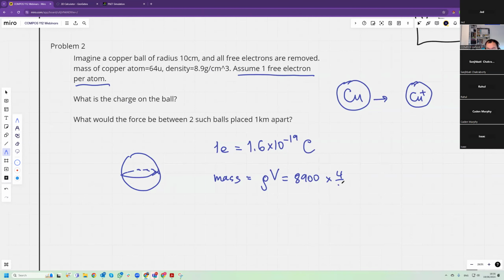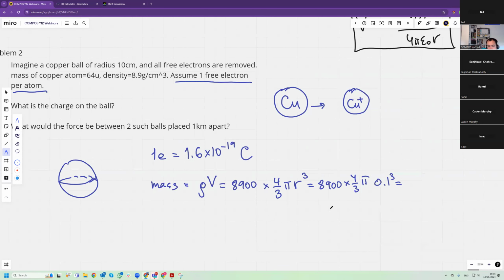Times 4/3 pi, the volume is 4/3 pi r cubed. So it's 8,900 times 4/3 times pi times r cubed, which is 0.1 cubed. So this would be 8,900 times 4 pi divided by 3 times 1 cubed. So that's 37.2 kilograms.